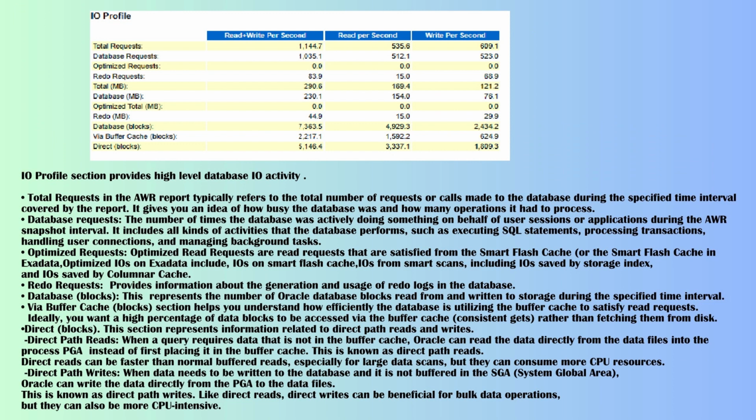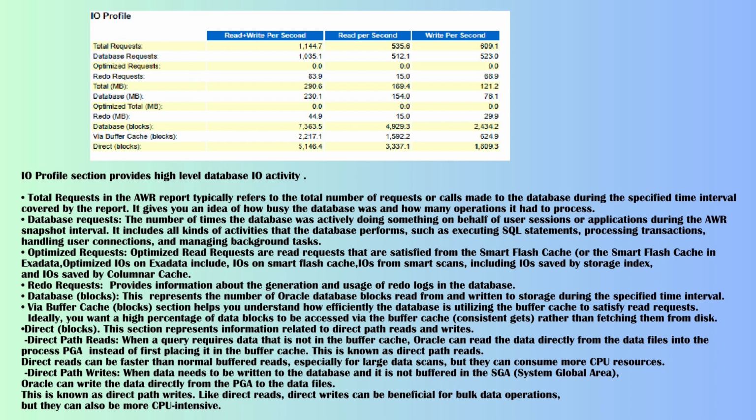This section gives an overview of how much I/O is being driven by your database in terms of physical reads and writes, redo and more. Total requests in the AWR report typically refers to the total number of requests or calls made to the database during the specified time interval covered by the report. It gives you an idea of how busy the database was and how many operations it had to process.